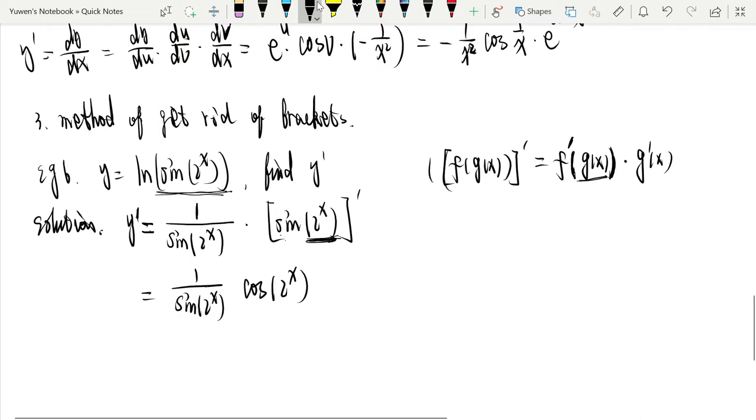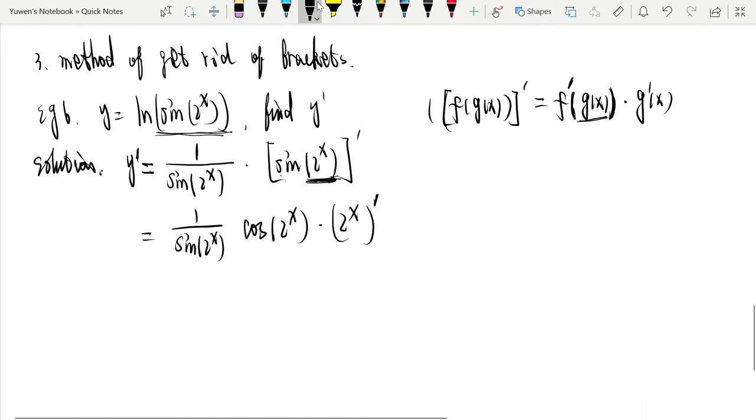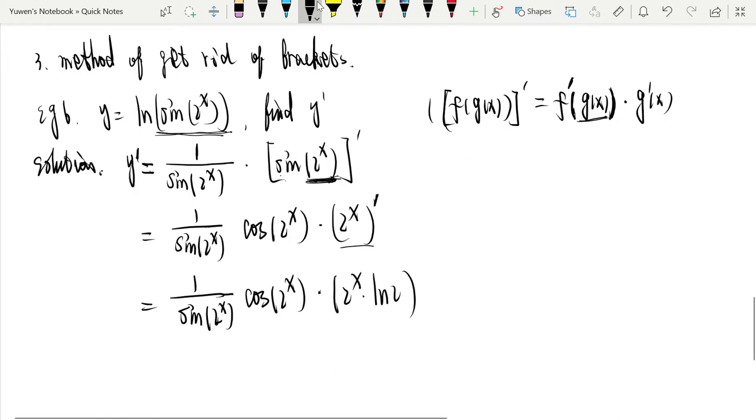And then after we get this sine out, we take the derivative in the bracket. So that is 1 over sine 2^x and cosine 2^x. The derivative of 2^x is 2^x times log 2. So that is 2^x times log 2 times cotangent 2^x. Each time we get rid of one pair of brackets.